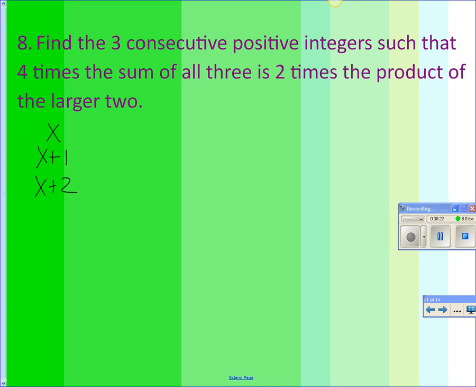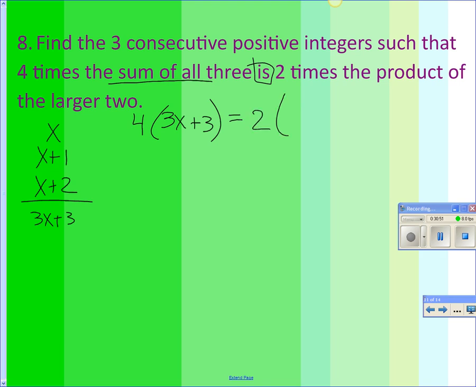Why are we putting them all together? What word tells you that? All right. So 4 times, I'm going to put 4 in a parentheses. What would the sum of all 3 give you? All right. So I'd put a 3x plus 3 there. Okay. All right. What do you see next? Equals. All right. Then what do I put?